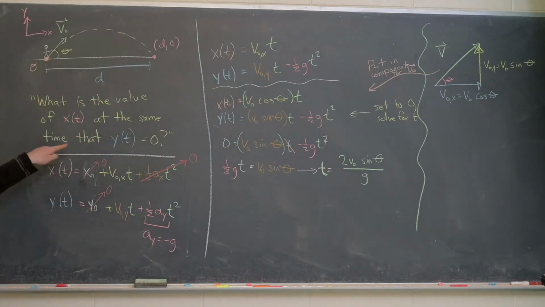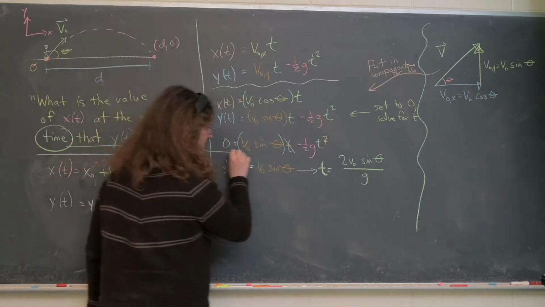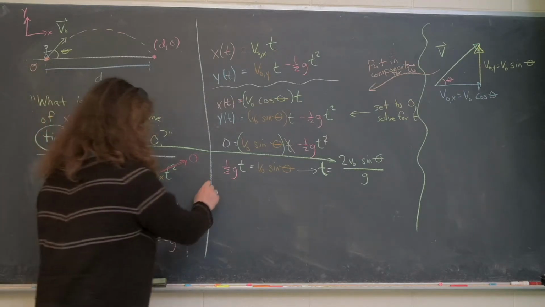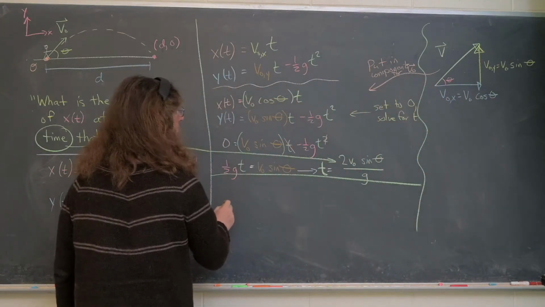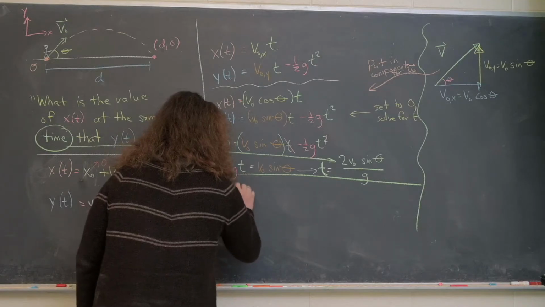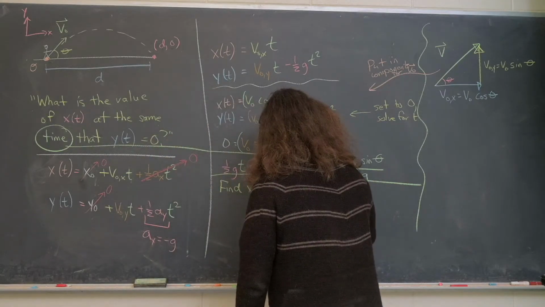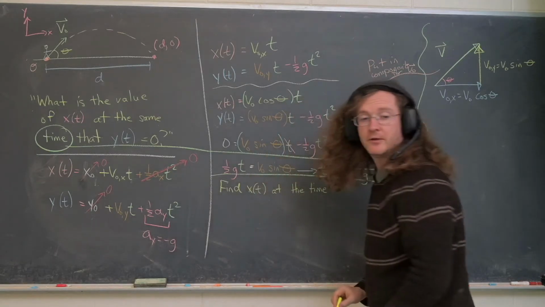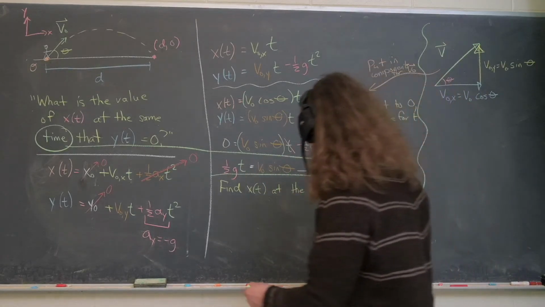So now what was I supposed to do? I'm supposed to find the value of x at that time. All right, I found the time. Here's the time that y is 0. So now I'm supposed to find x at the time that I just found. Well, that's pretty easy. That just means I multiply it by V naught cosine theta.